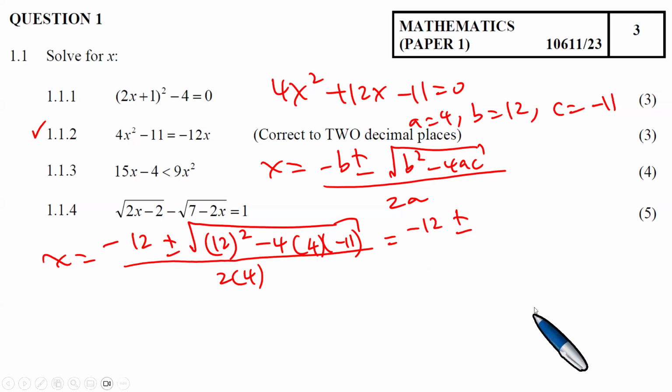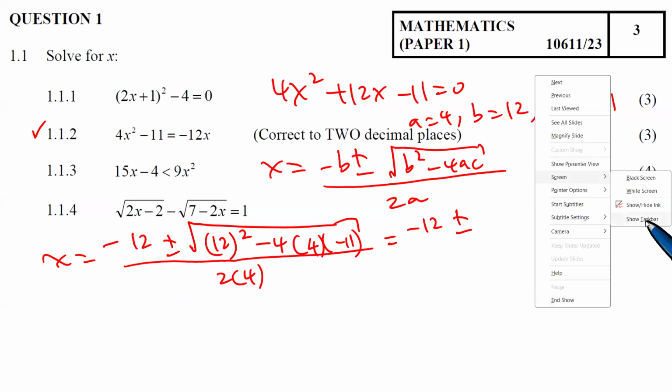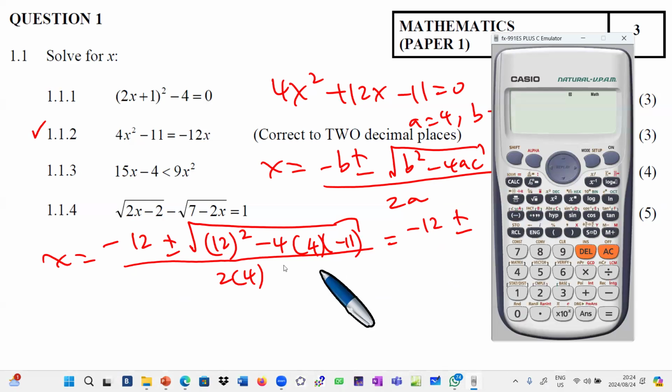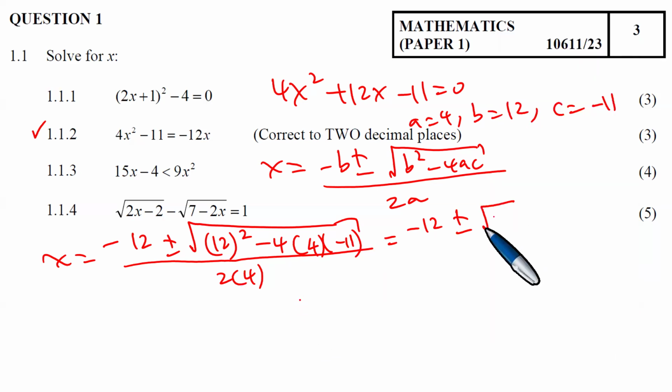Okay, so we're going to use our calculator to do this one. We have 12 squared minus 4 times minus 11. You close the bracket, and what is the answer here? You have exactly 320 under the square root. So you have the square root of 320. You divide everything by 2 times 4, which is exactly 8.